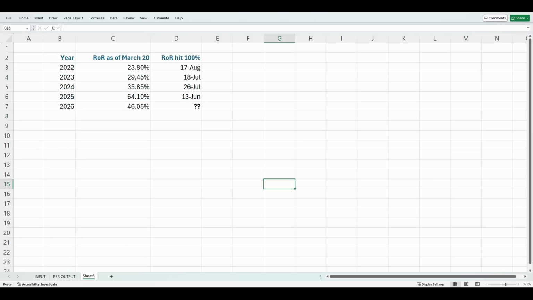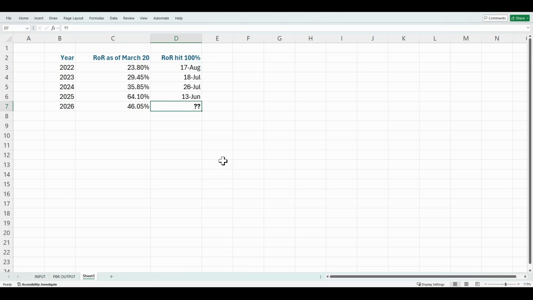Each year, starting with 2022, this is what I pulled. First, where were we as of March 20 for each of the years? This is the point in time where we are now, 46%. So you can see in 2022, we were at 23.8%. In 23, it was 29.45%, and so on. And the next piece of data was at what point in the year for the past 4 years did we actually hit 100% return? And these are the dates shown in this column.